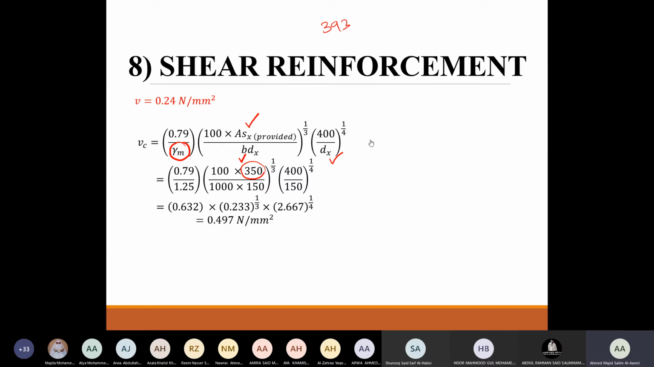So it's a direct substitution, and we have got the value as 0.497. We have got the value of VC to equal 0.497. Now we need to return back to the code once again, checking if there is anything to be taken into account.